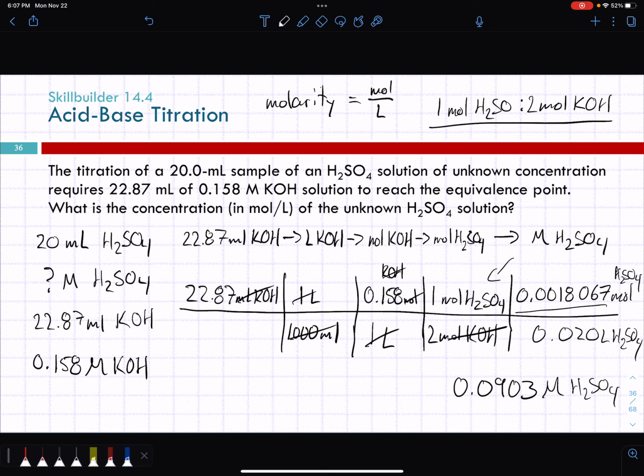And can you write the 1 mole H2SO4 to 2 moles KOH? How did you get that? So that's because our acid-base neutralization reaction is H+ plus OH-. But for every mole of H2SO4, there's 2 protons. So then we need 2 moles of hydroxide to react with those, because each potassium hydroxide only has 1 hydroxide.